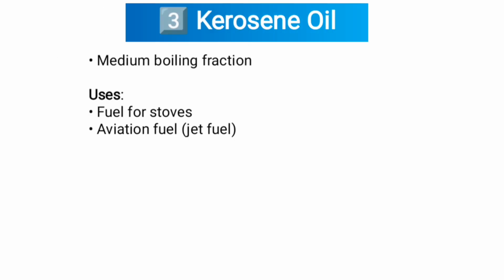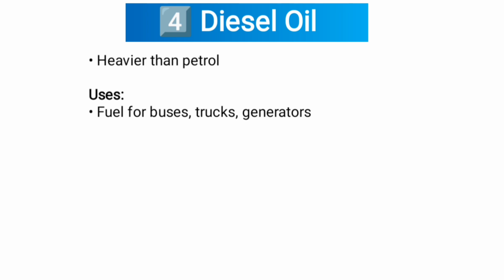Third one, kerosene oil. Kerosene oil is a medium boiling fraction. Uses: kerosene oil is used as fuel for stoves. It is also used as aviation fuel, in jet fuel. Fourth one, diesel oil. Diesel oil is heavier than petrol. Uses: diesel oil is used as fuel for buses, trucks, and generators.